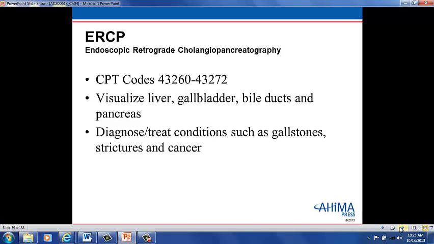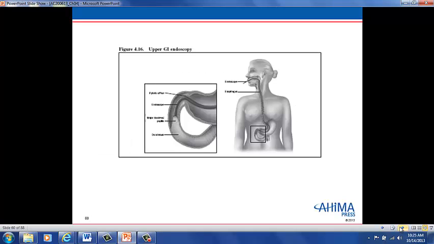An ERCP combines the use of X-ray and an endoscope. Through the endoscope, the physician can see the inside of the stomach and duodenum and inject dyes into the ducts, into the biliary tree and pancreas so they can be seen on X-rays.